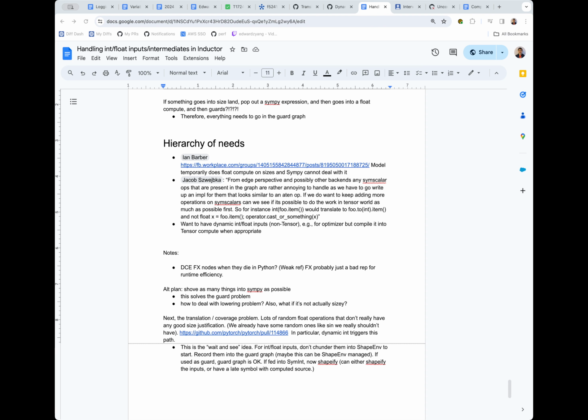Wait, but that's only if it gets used in a size somehow. Yeah, only if it gets used in a size. Hey, Horace is here. Okay. So for optimizers where it doesn't get used in a size because it's like a decay factor or something, or like an LR, it works out. Yeah, that's right. Okay.